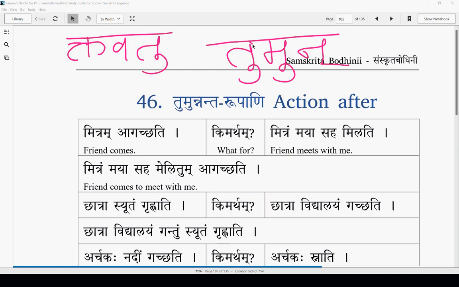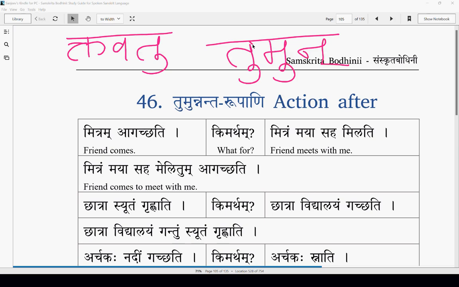This is the first action, left side. And milati, the meeting action, is happening later, after agachati. Relative to agachati, the first kriya, the time when the second kriya is happening is later. It doesn't need to be in the absolute future. It doesn't need to be tomorrow or day after. It's related to the previous first action. So mitram agachati, kimartham agachati, mitramayasa milati. When we combine those two sentences, we get mitram mayasaha melitum agachati.